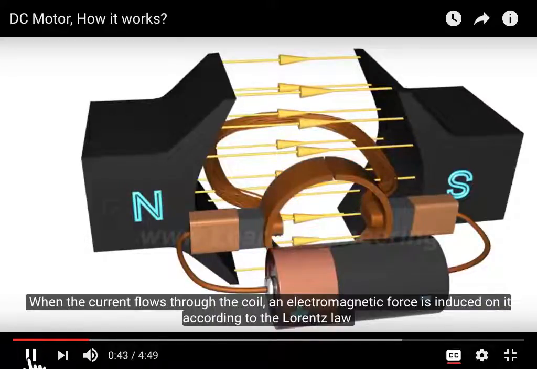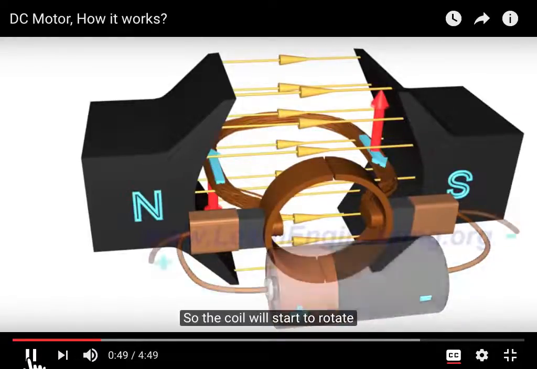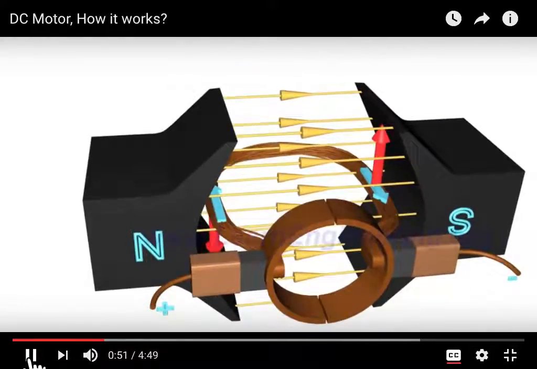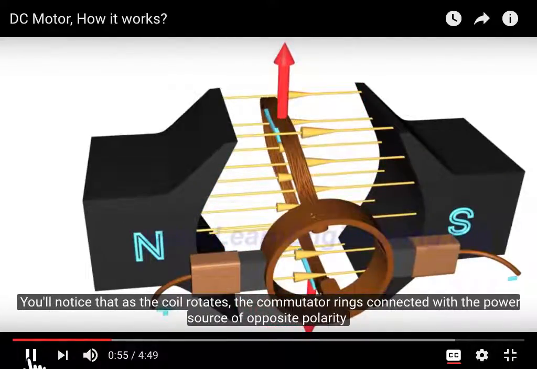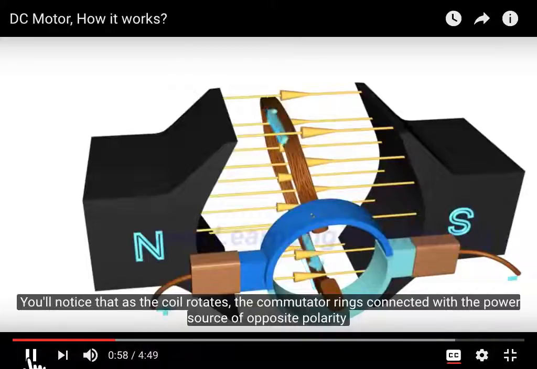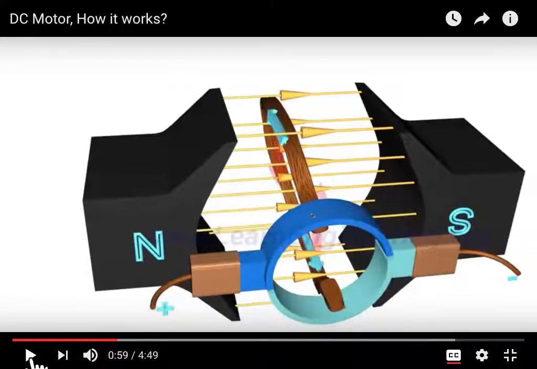When the current flows through the coil, an electromagnetic force is induced on it according to the Lorentz law, so the coil will start to rotate. You will notice that as the coil rotates, the commutator rings connect with the power source of opposite polarity. So right at this point, the rings should lock into place, except that the commutator rings are now going to switch places with sides of the battery. So the ring will keep going, and it will receive a little push around and new forces.